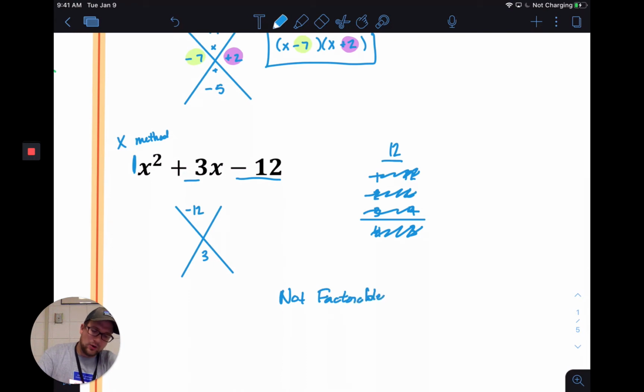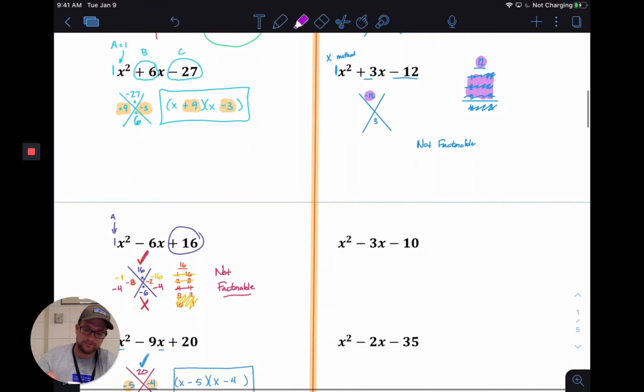And the reason we know that is because up here when we made this list, these were the only numbers that multiplied to be 12. There's no other numbers that multiply to be 12, and we looked at all those cases for positive and negative. Since there are no other numbers that are going to work to make the top work, then we know there's no chance of that bottom working either, so this is not factorable.